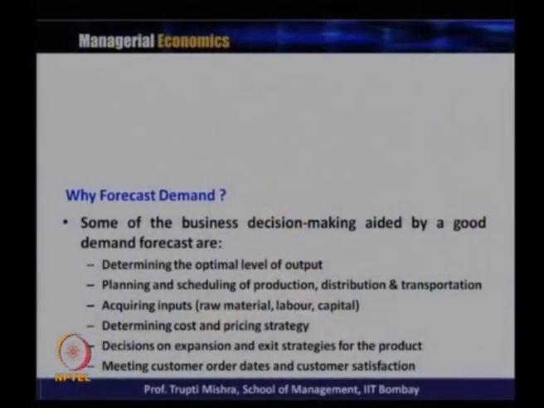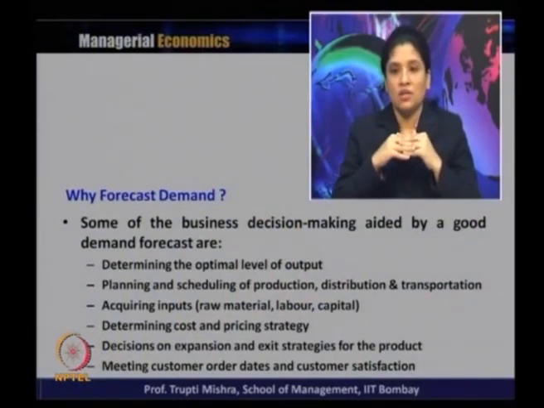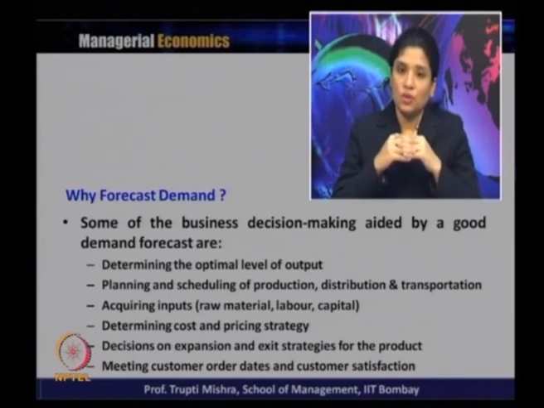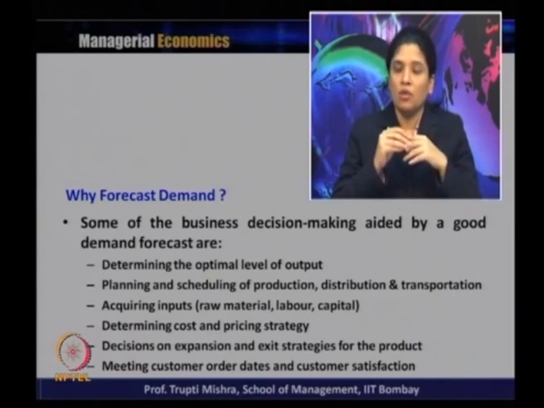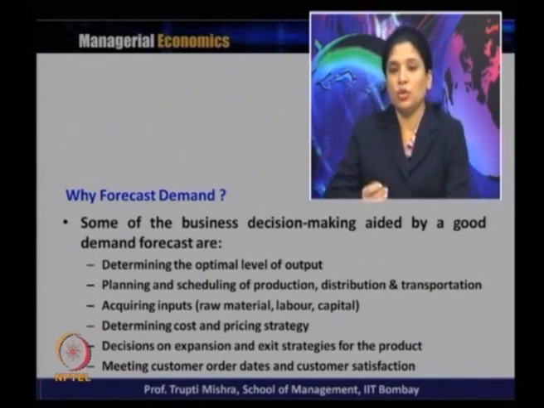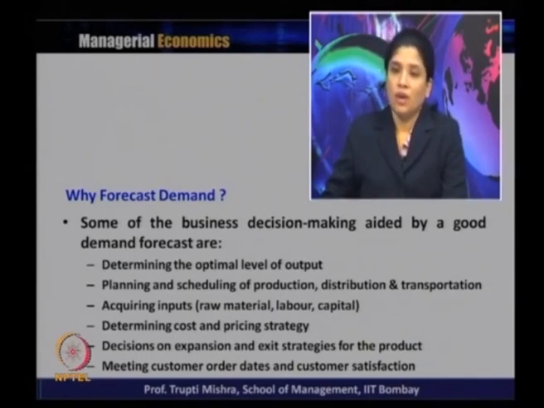Some business decision making is aided by a good demand forecast. What are those business decisions which get a positive outcome from demand forecasting? Determining the optimal level of output. On the basis of the demand, the output plan can be decided, and whether at that output level the firm is optimal, whether the firm needs to expand, whether it needs to contract, whether it can expand at increasing cost or at decreasing cost, and finally, how it can determine the output level through the demand forecast.